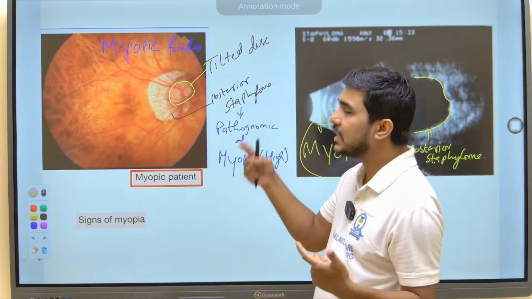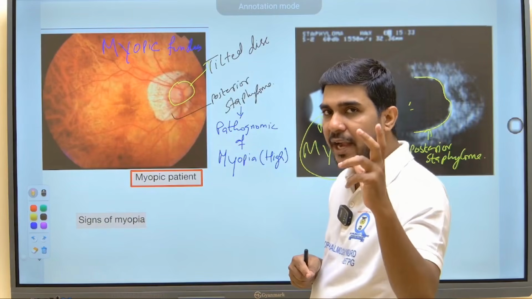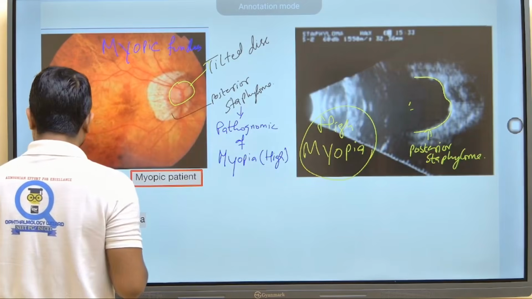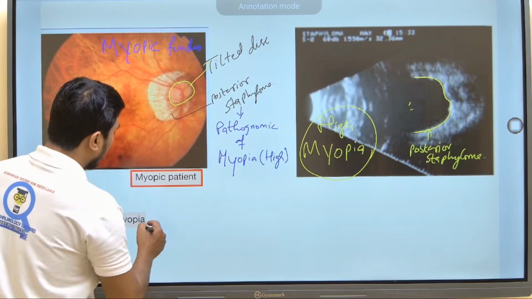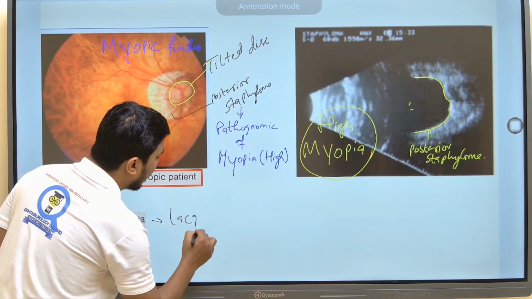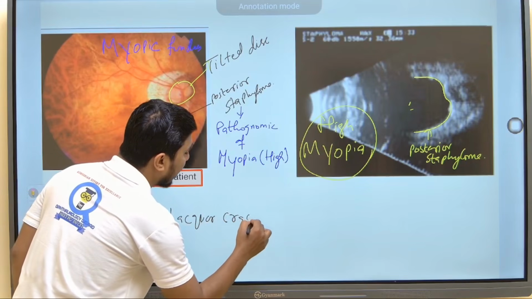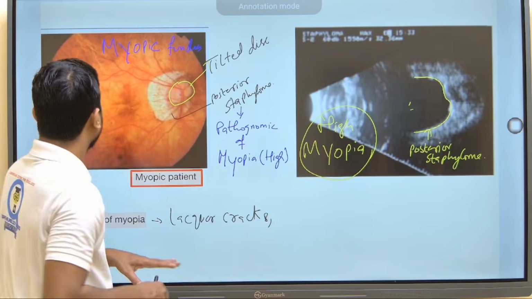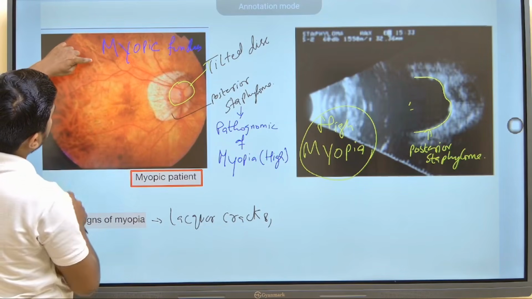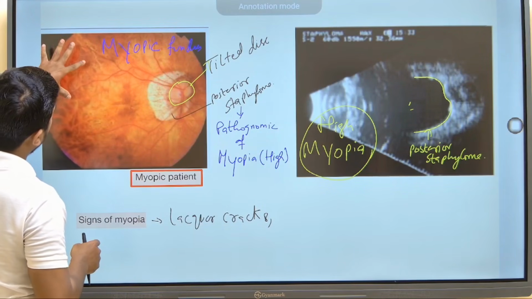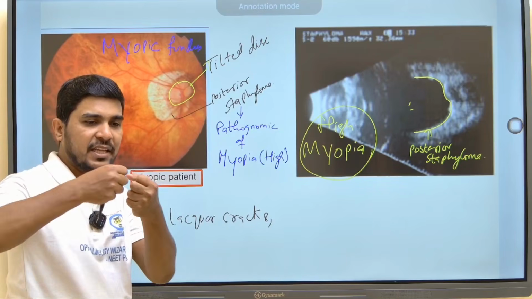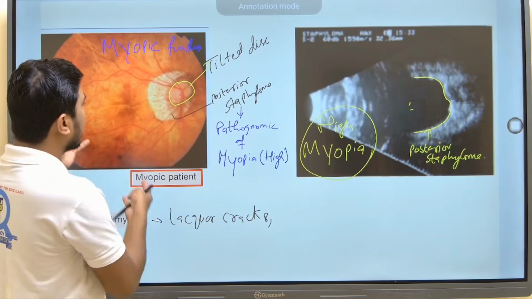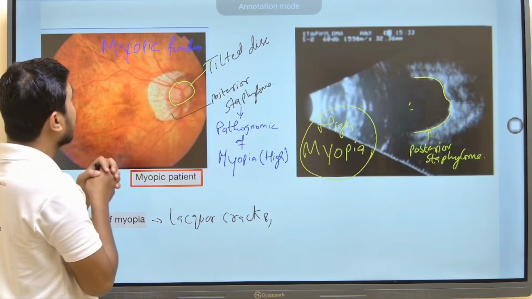Now, completing this image, you need to have some idea about the other features of myopia. The other features of myopia will be lacquer cracks. Lacquer cracks are nothing but breaches in the Bruch's membrane. Here, if you look closely, in some areas there's a crack, just like a crack on the road. Like that only, there will be a crack here.